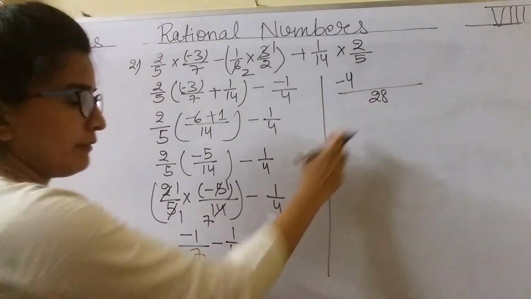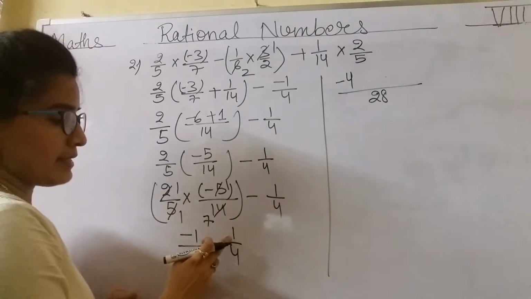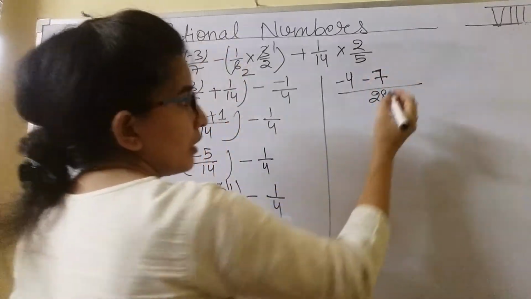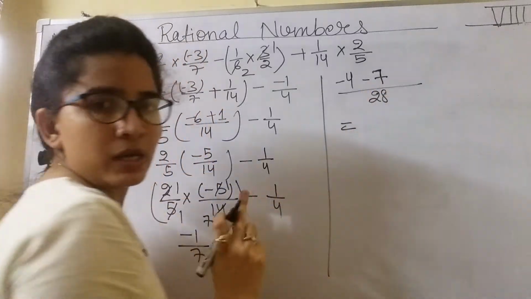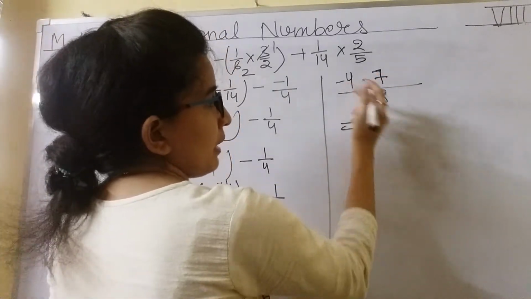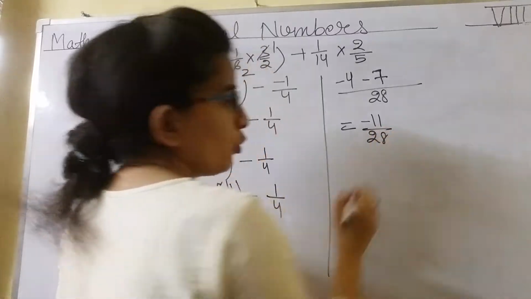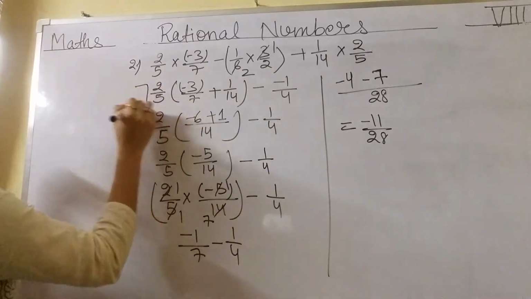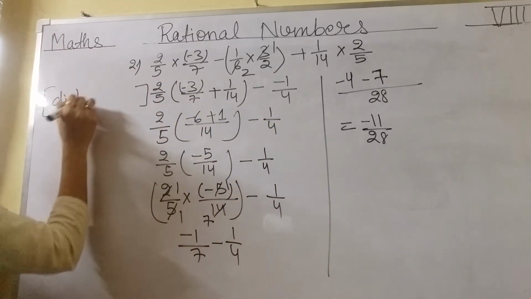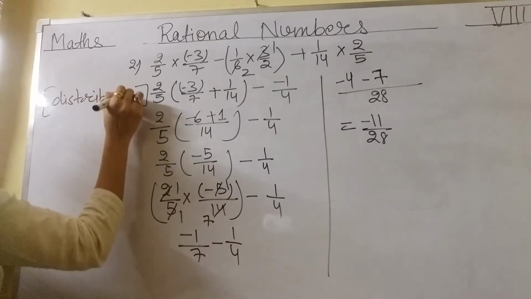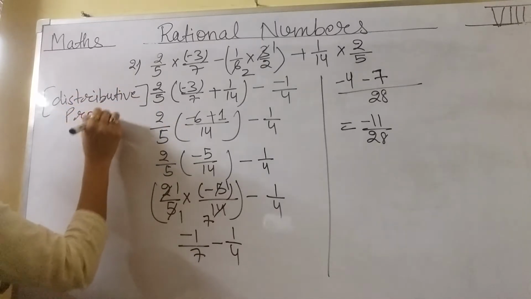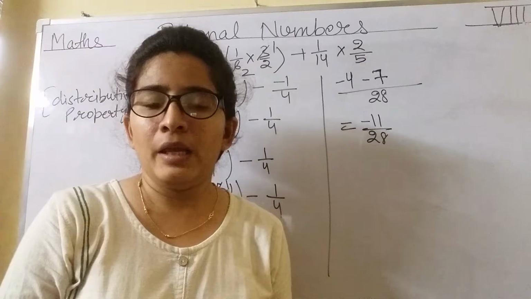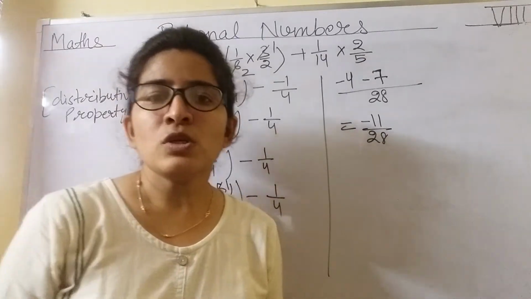Now again 28 divided by 4, we will get 7, and 7 will be multiplying with this 1, we will get minus 7, and the answer will be minus 7 minus 4, that will be minus 11 upon 28. So again we use the distributive property here, that is A multiplying with B plus C, A into B plus A into C.